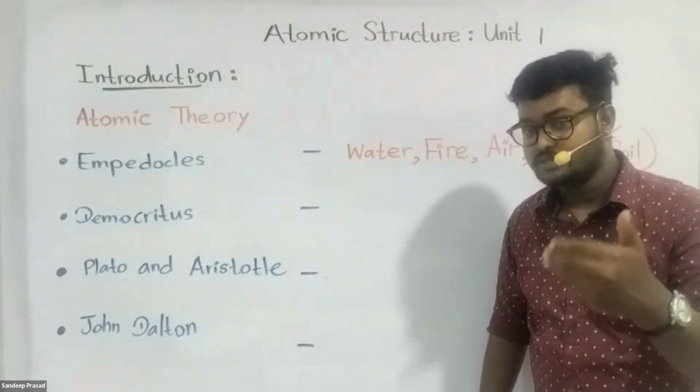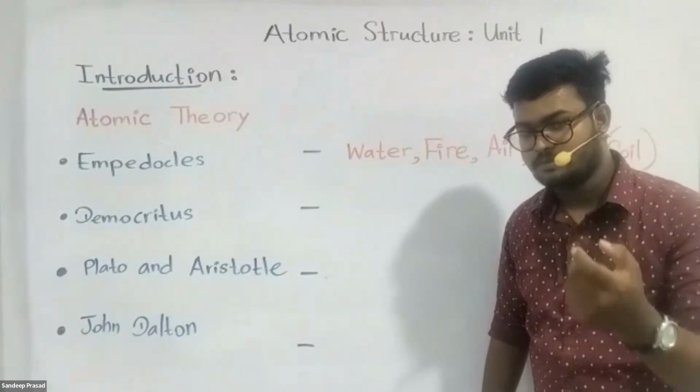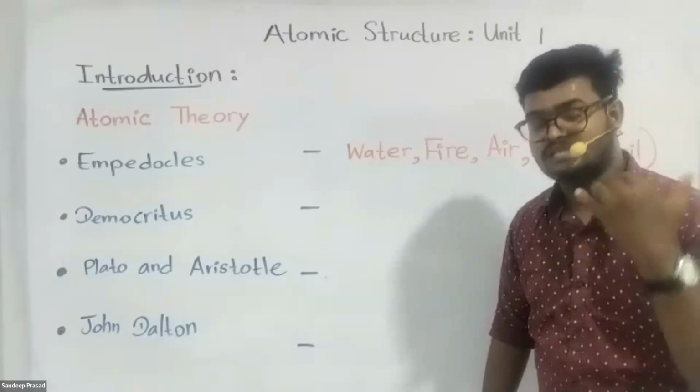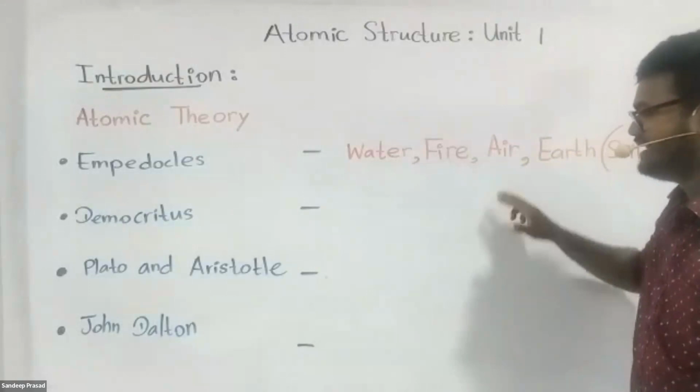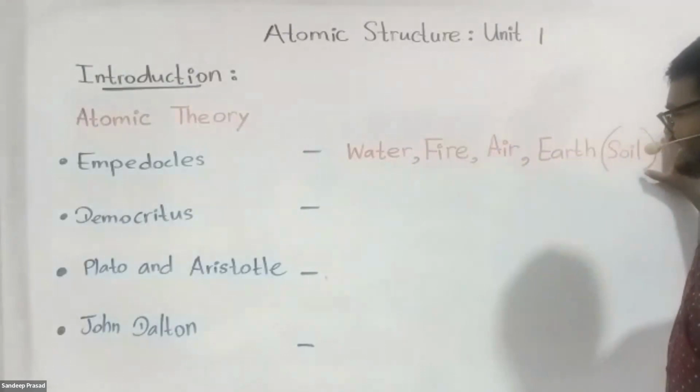So atom is made by basic subatomic particles like electrons, protons, and neutrons. So the science has developed day by day. Right? So this is actually a very ancient concept, right?